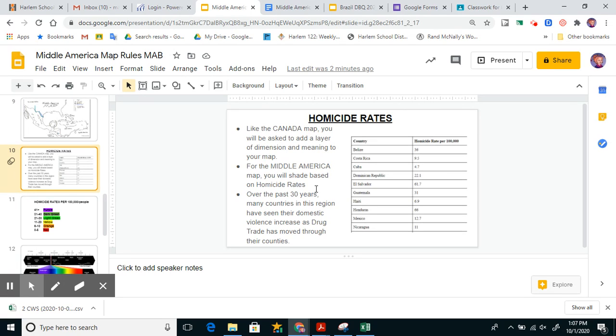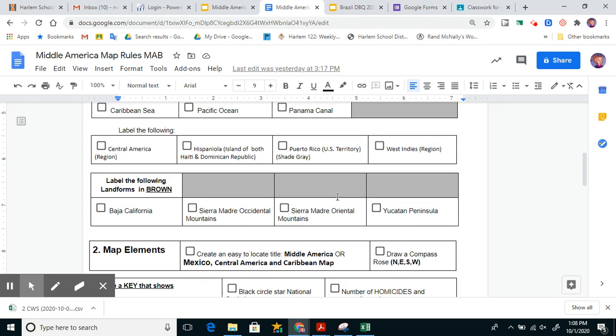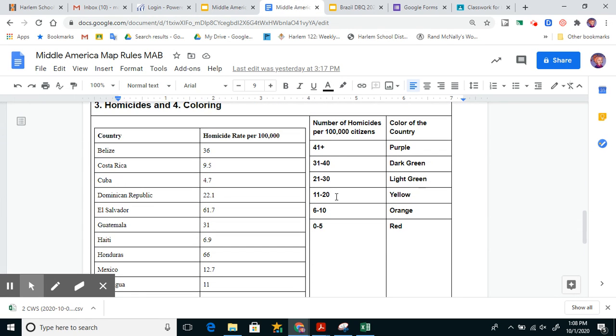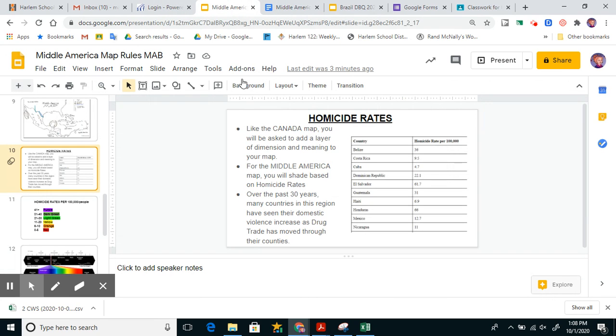Like Canada, you'll be asked to add a layer of dimension and meaning to your map. So in addition to identifying the countries and landforms, this layer has to do with shading based on homicide rates. Over the past 30 years, many countries in this region have seen their domestic violence increase as drug trade has moved through their countries. So we're going to give you a data set. So this is on the rules sheet. So I'll go back to the rules sheet and show you where that is. So this is your data.